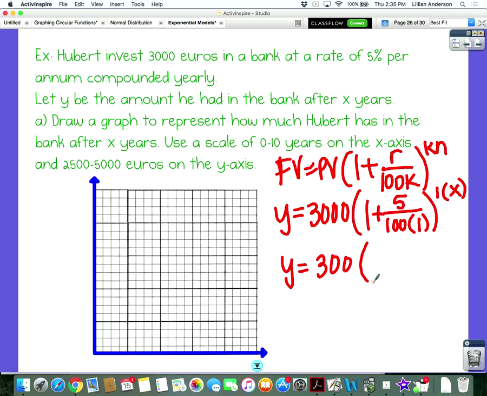As a decimal, 0.05. There's my function. 3,000, sorry. There's our function, using an older concept applying to a new one. Every single one that we dealt with, compound interest or even continuous compounding, they all were exponential functions that we were actually writing. Every single one.